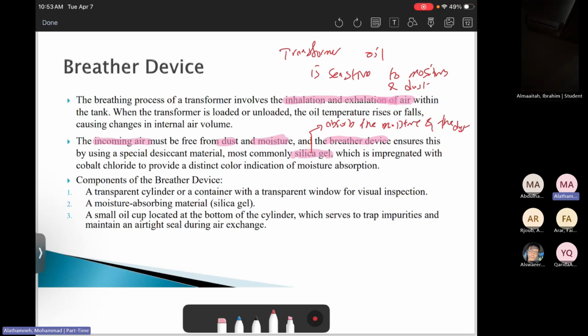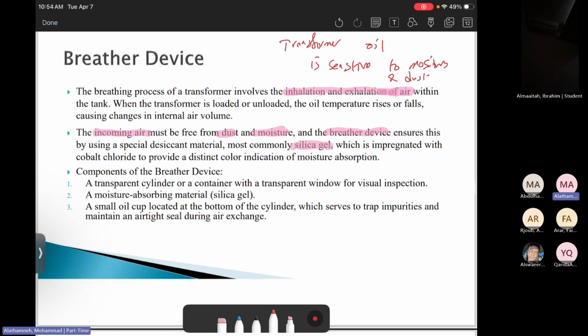So again, the breather device, what does its shape look like? It's a cylindrical shape or container, and it is transparent, like glass, so you can see what's inside. You will most likely see silica gel that absorbs the moisture and the dust, at the bottom of the cylinder. Most likely you will see it in blue, or I would say purple. But once it turns pinkish or pink, this means the silica is filled with humidity or moisture.